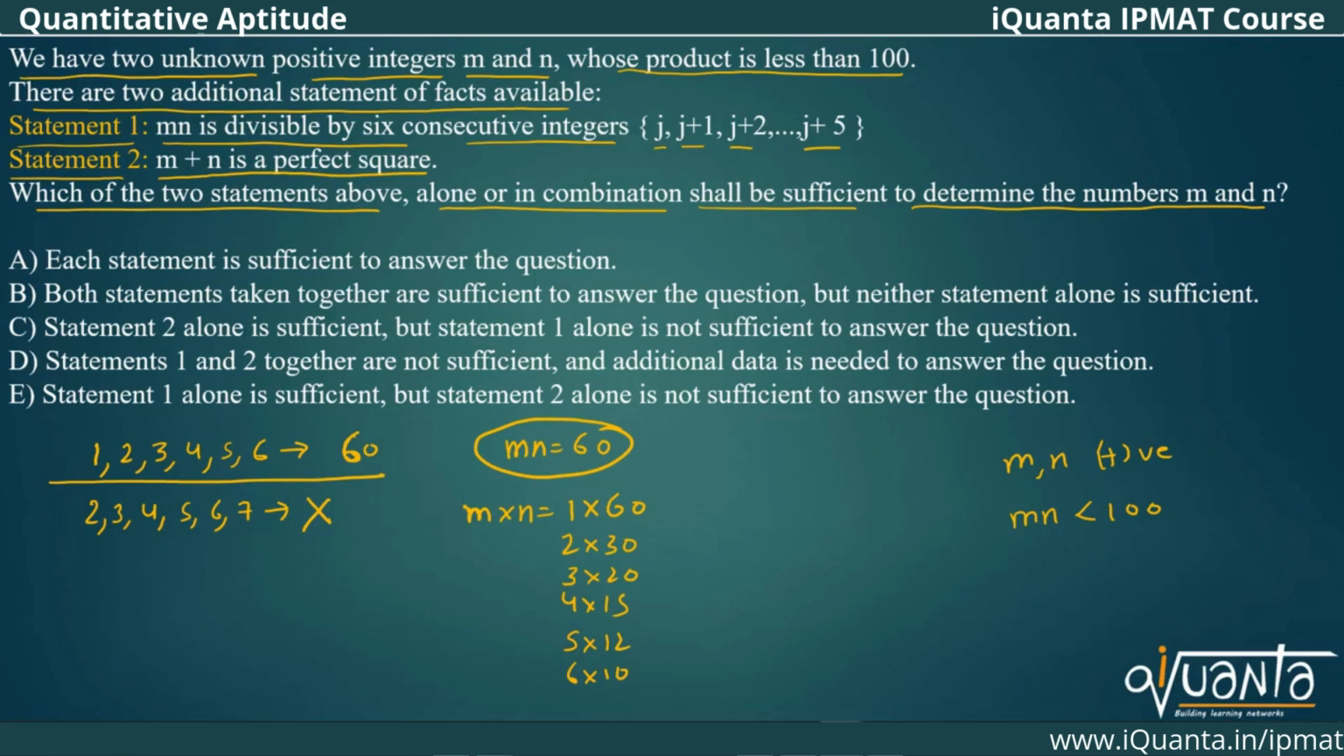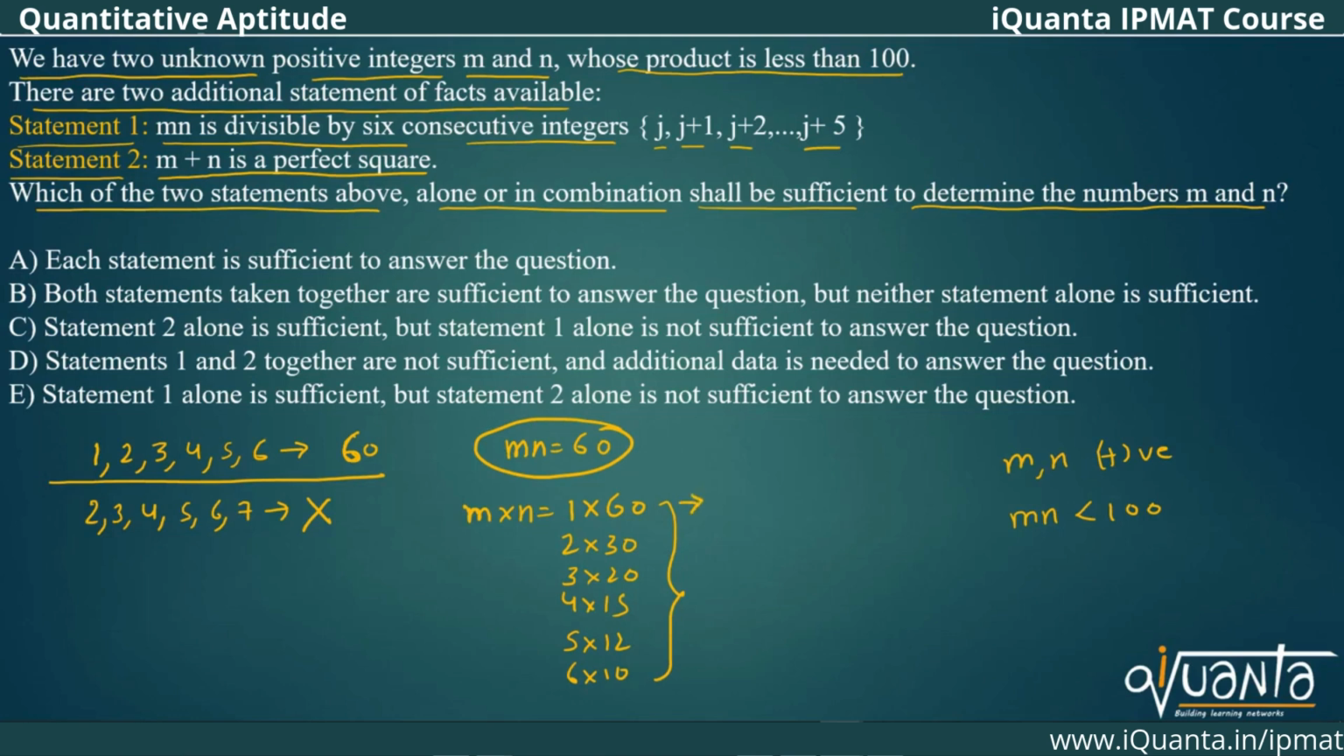Now if you keep moving in a similar manner, we cannot have 7, 8, or 9 as a pair. We'll have a pair from 10, 10 into 6, then we'll have 12 into 5. So basically these same pairs are repeating now, so we won't be considering them. So these are the 6 pairs possible over here.